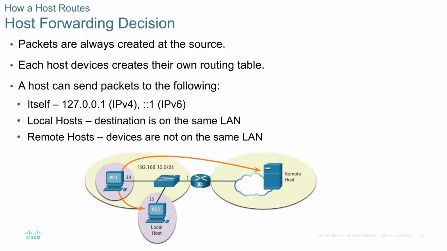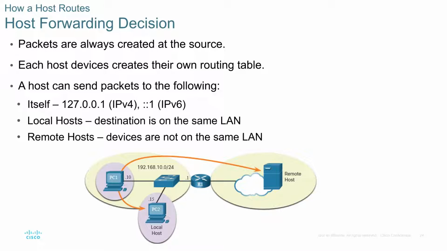A host must make a decision of how to get to the destination. So packets are created at the source, being an end device. Most common for this class would be a PC. It can also be a phone. It could be a voice over IP phone. It could be many other types of device, not necessarily a PC. Each PC, though, will generate its own routing table.